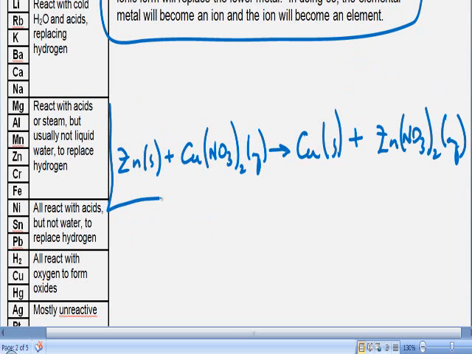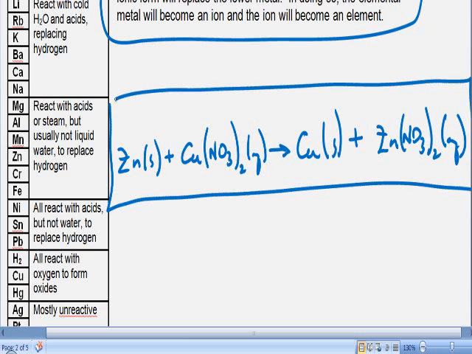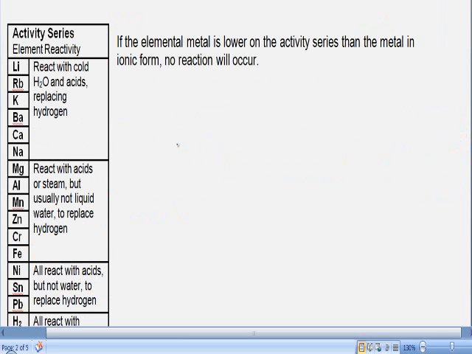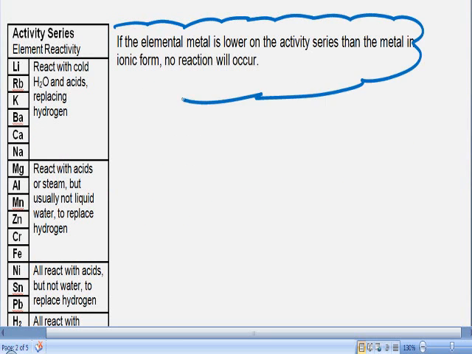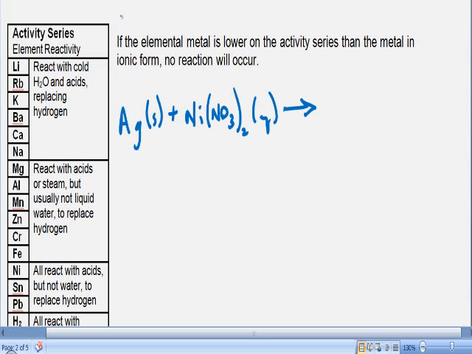Inspecting the reaction, it's balanced as is, so this would be our single replacement reaction for a metal, zinc in this case, replacing an ion, copper 2 plus, in a compound, which would be an example of a single replacement reaction. Now, not all single replacement reactions occur. If the element in the activity series is lower on the activity series than the ionic form in the compound, no reaction will occur. Let's do an example.